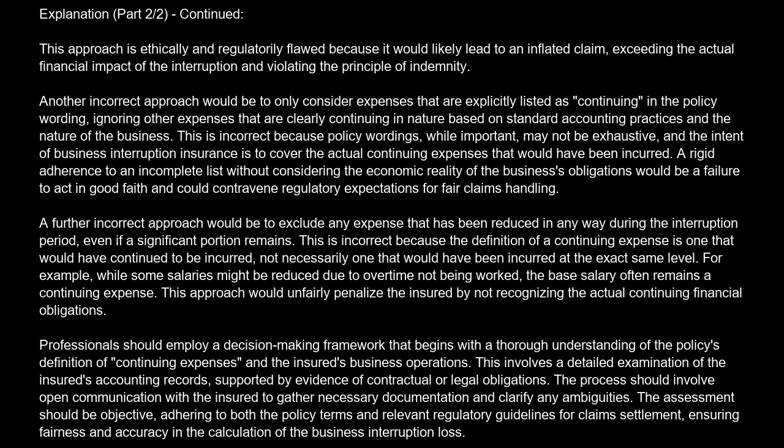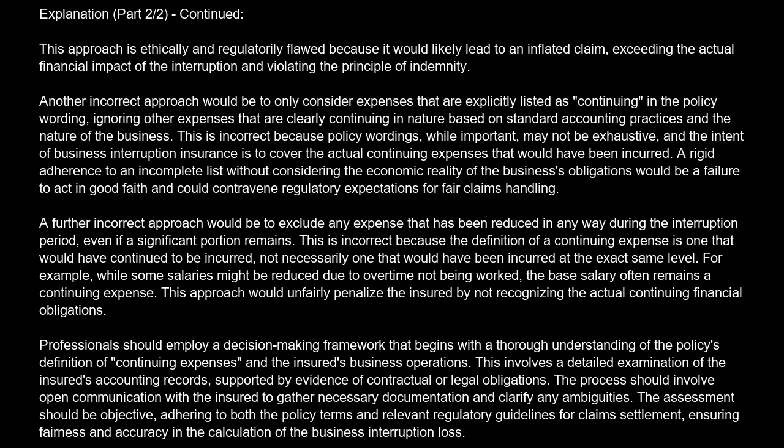Another incorrect approach would be to only consider expenses that are explicitly listed as continuing in the policy wording, ignoring other expenses that are clearly continuing in nature based on standard accounting practices and the nature of the business. This is incorrect because policy wordings, while important, may not be exhaustive, and the intent of business interruption insurance is to cover the actual continuing expenses that would have been incurred. A rigid adherence to an incomplete list without considering the economic reality of the business's obligations would be a failure to act in good faith and could contravene regulatory expectations for fair claims handling.